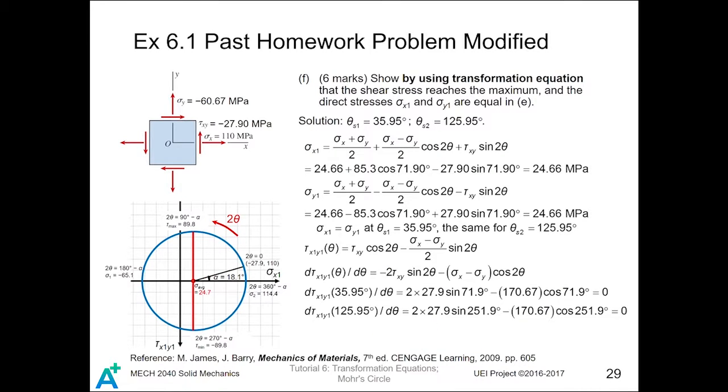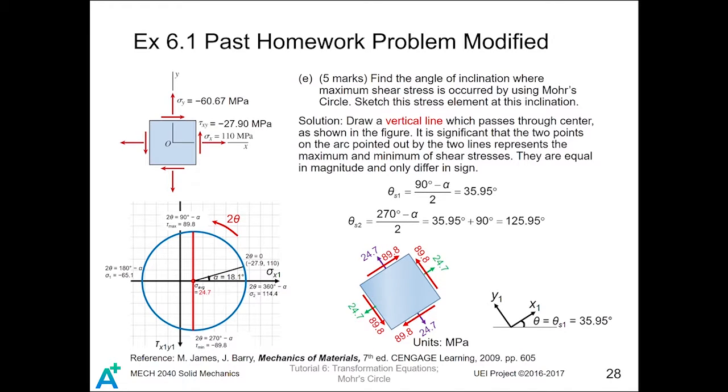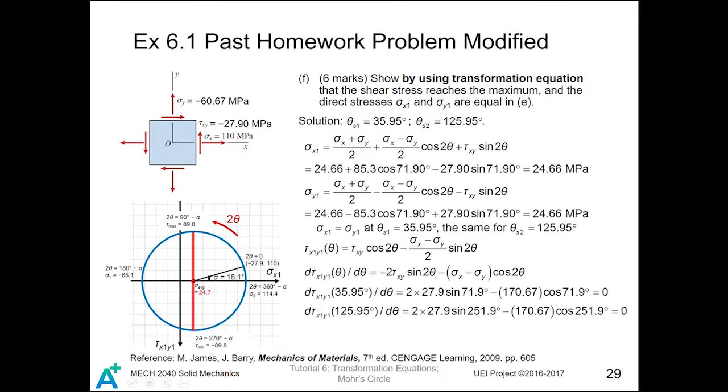Finally, you are going to use the transformation equation to show that all your conclusions in the previous part are correct. It asks you to show that the shear stress attains the maximum, as well as to show that the direct stresses in the x1 and y1 directions are the same. To do this, we substitute theta s1 into the transformation equations of the direct stresses. You will get the same answer, which is 24.66 million Pascals. You repeat the above procedure using theta s2, substitute it into the transformation equations, and you can get the same answers.